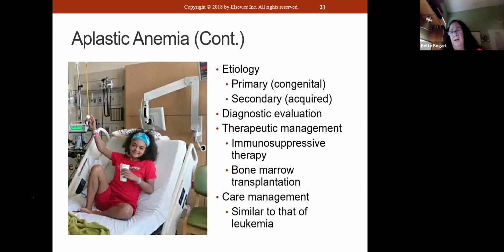We treat this child very similar to leukemia. We give immunosuppressive therapy. We might do a bone marrow transplant, but chemotherapies and whatnot to try to get rid of this cancer that's causing the problem, this anemia.